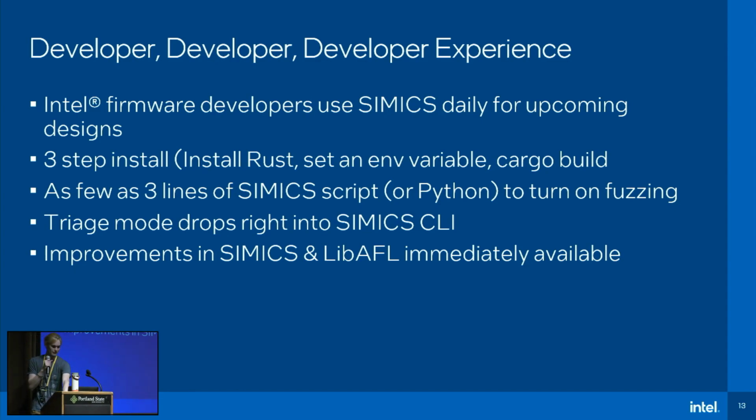We have a triage mode where you drop directly into the Simix command line interface, which gives you all of the classic debugging features. You can kind of think of it as super GDB. And then anything that gets merged in Simix or LibAFL, we get immediately. We pull in new LibAFL stuff. Somebody fixed the low-level message passing to be a little bit faster. So now when you run a parallel instance, you get almost double the executions per second. And we just continue to get improvements like that for free from the community, which is great, because there's only a couple of us working on this.